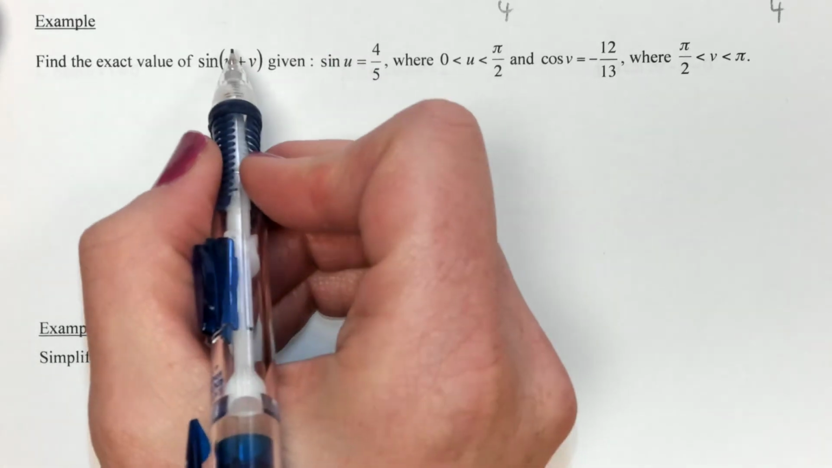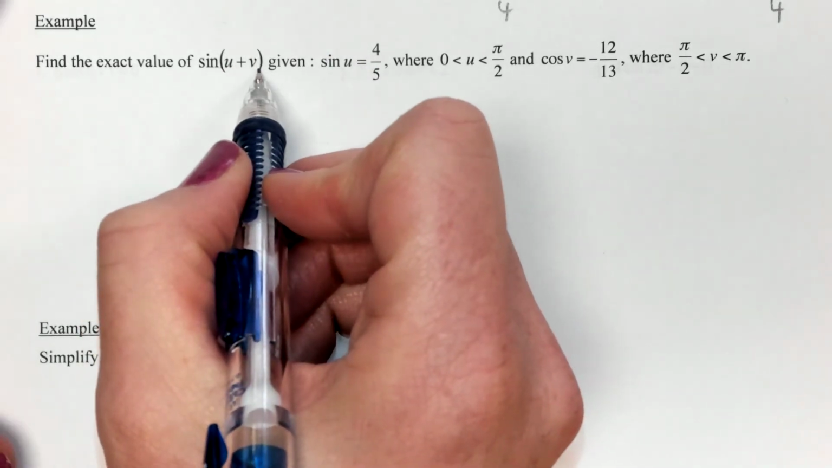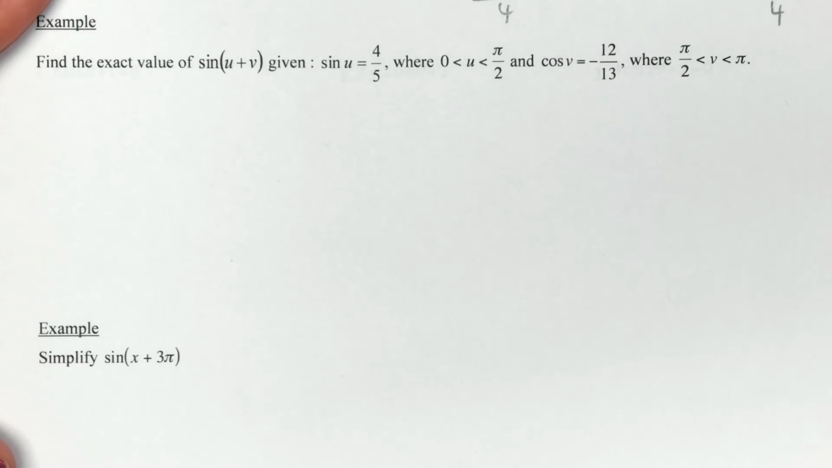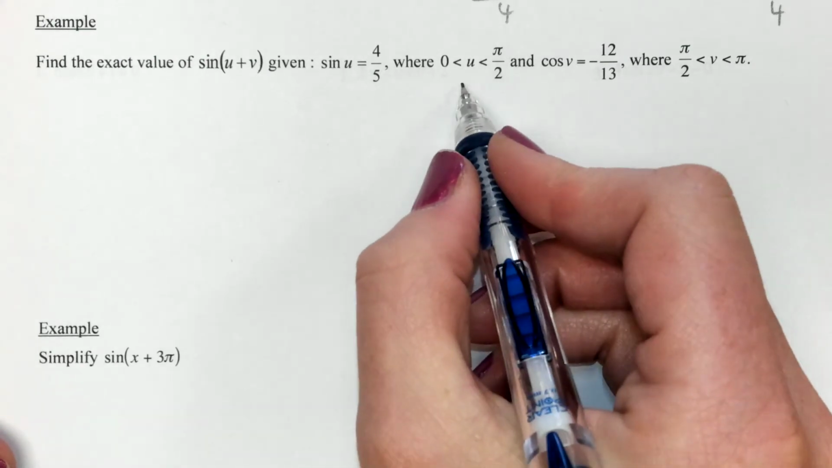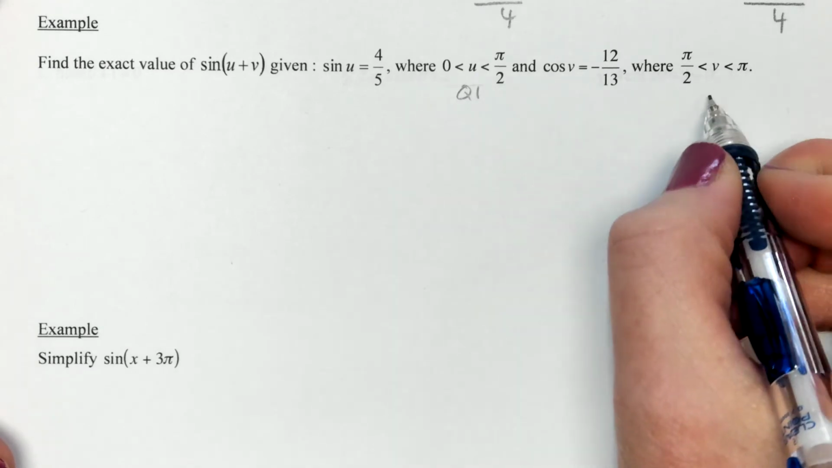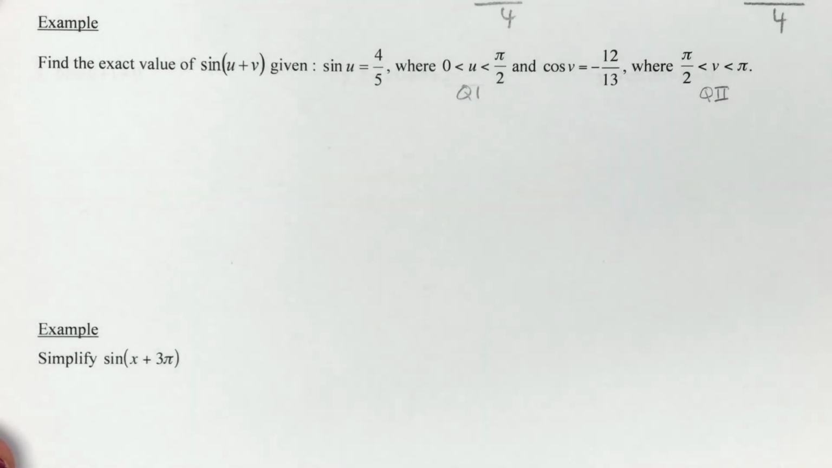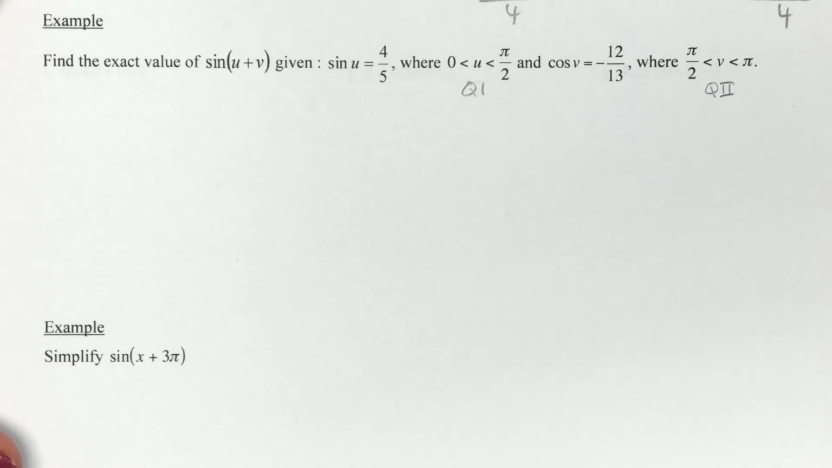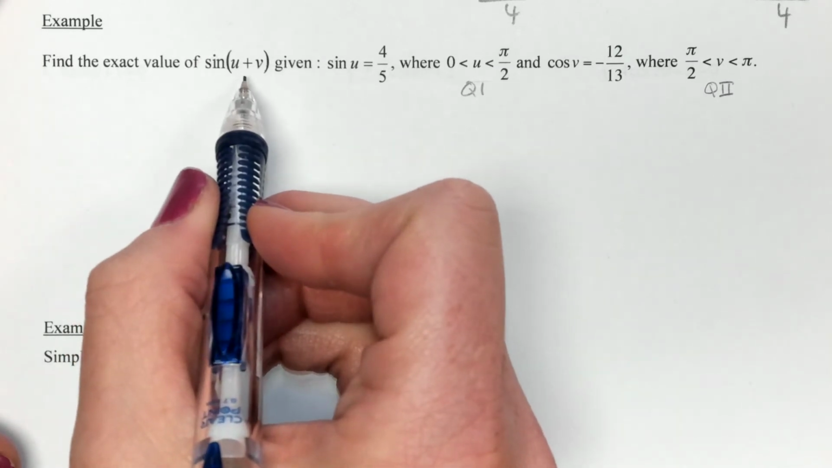This one doesn't even tell me what the angles are. It just tells me that there are two different ones. One of them is U and one of them is V. And they tell me where they are. 0 to pi over 2 is in quadrant 1, and pi over 2 to pi is in quadrant 2. So just like last chapter, we're going to draw ourselves some triangles sitting in those quadrants, and then we'll be able to use our formula.